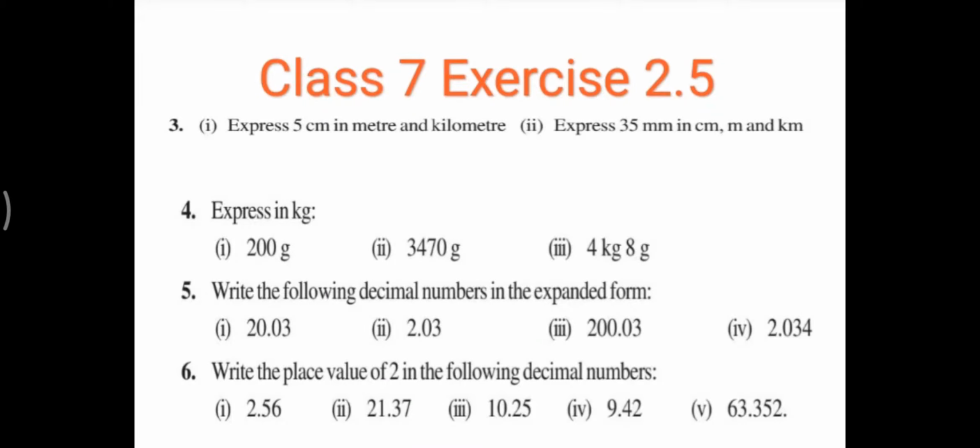Today we are doing exercise 2.5. Question number 1 and 2 we have done in the previous video. Now in this video we are going to do question number 3, 4, 5 and 6 of exercise 2.5.